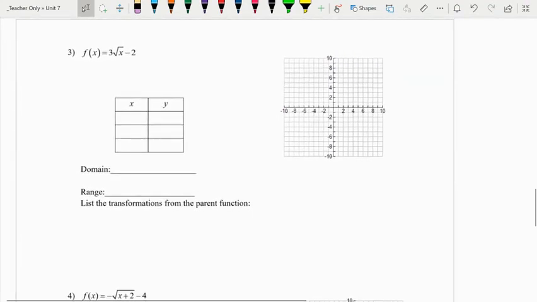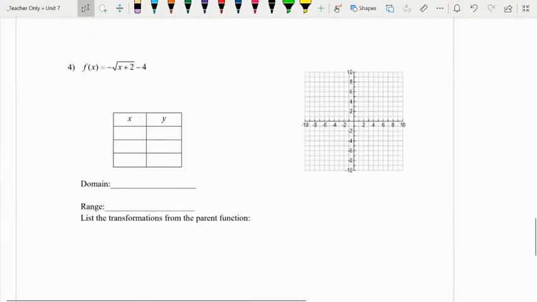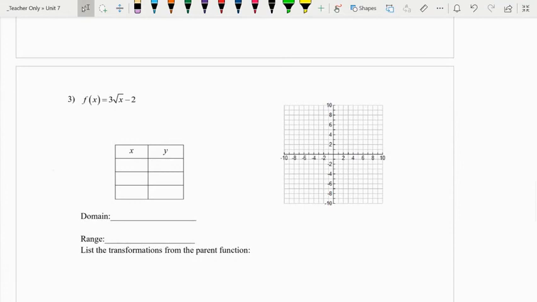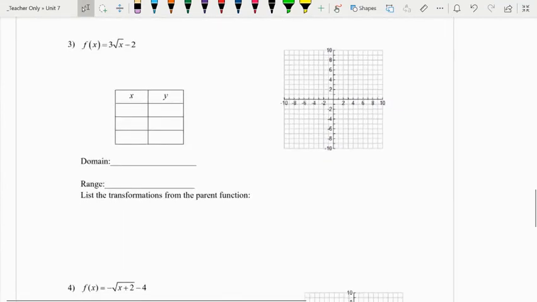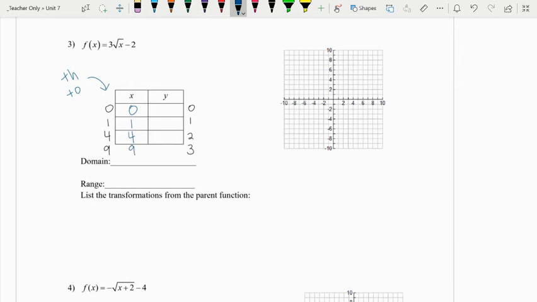I'd encourage you to try number 3 and 4 on your own before you watch the video. So go ahead and pause it and do it on your own, and then we'll go through it pretty quickly. So remember that you always start with 0, 1, 4, 9, and then 0, 1, 2, 3. So on this one, we have to add h, but there was no h to add, so it just stays 0, 1, 4, 9. On the right, we need to multiply by a, add k. So we're multiplying by 3, subtracting 2.